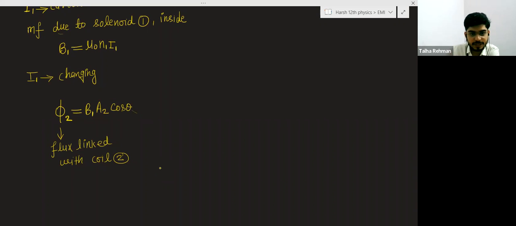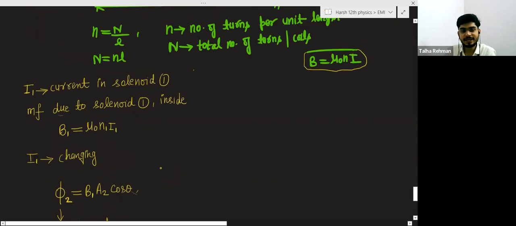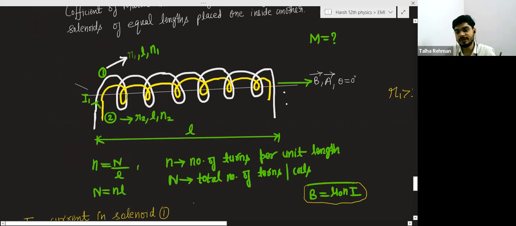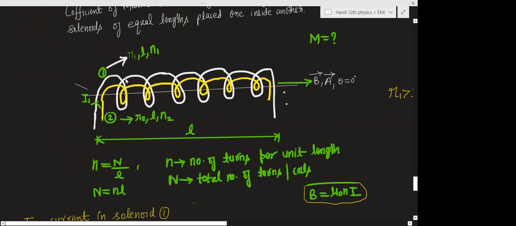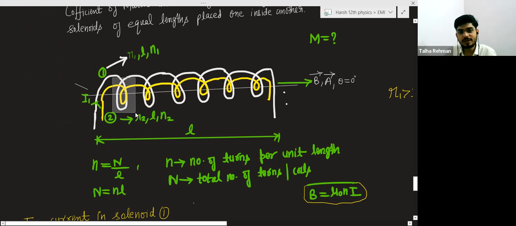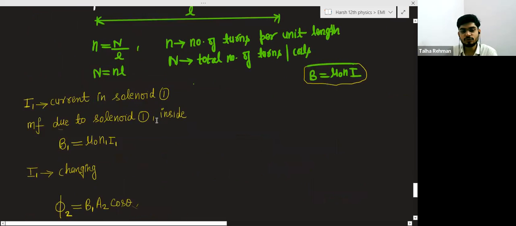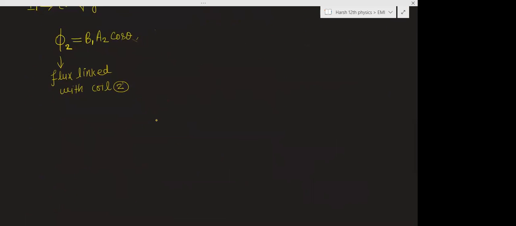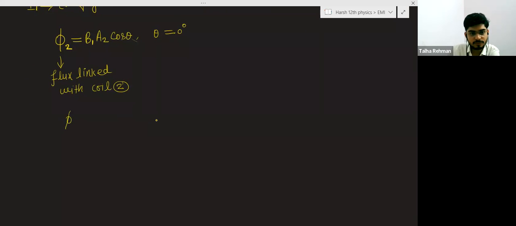So now what will be the theta? We know that the magnetic field due to the solenoid is axial. Now take any one of the coils. Suppose this is your coil. When you take the area vector in this coil, the area vector will also be axial. So theta will be 0 degree. So you can write phi 2 will be B1 into A2.